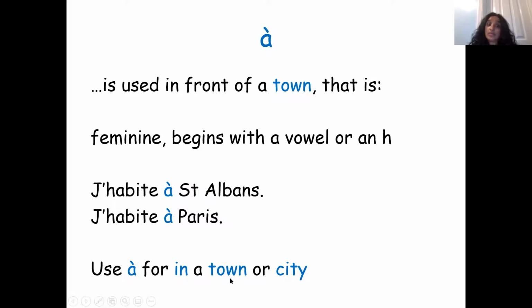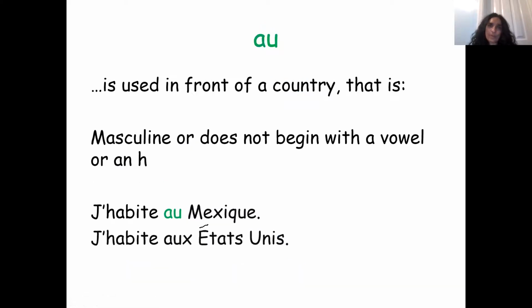So we use à in front for a town or a city that follows the rules, being feminine, starting with a vowel or an H. Okay, if we have a country that is not feminine, i.e., that is masculine, or it doesn't begin with a vowel or an H, we use au like this. J'habite au Mexique. I live in Mexico. Okay, so if it's masculine or it doesn't begin with a vowel or an H, it's au Mexique.